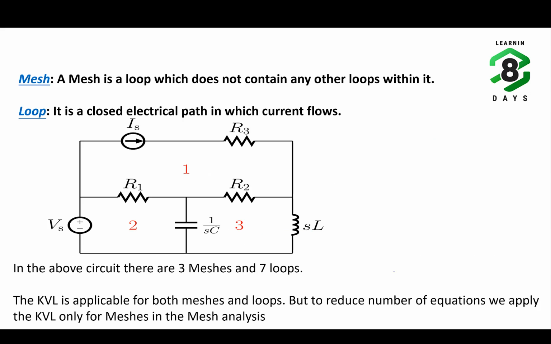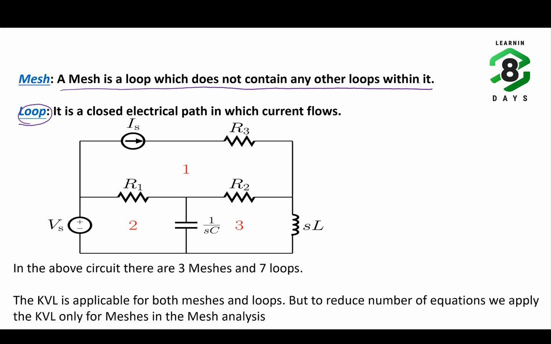Next, what is a mesh? There is a subtle difference between the definition of loop and mesh. A loop is a closed electrical path in which current flows. See, a loop is nothing but a closed electrical path. Any closed electrical path in which current flows, we call it a loop. But there is a slight difference for the definition of mesh. A mesh is a loop which does not contain any other loops within it. So inside the mesh there are no internal loops. So mesh is the innermost loop.